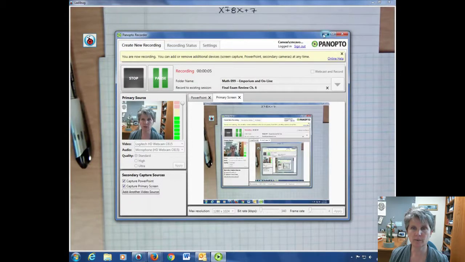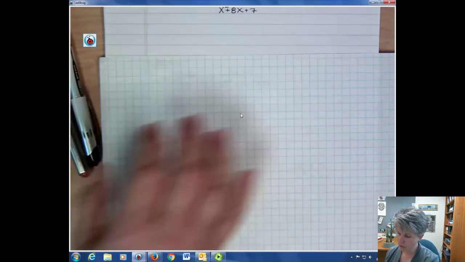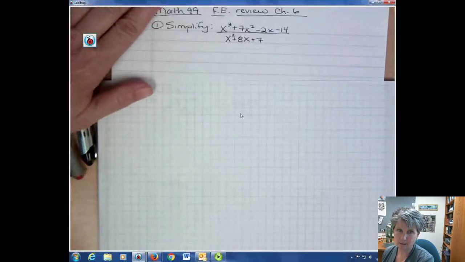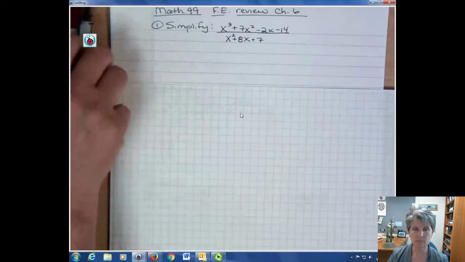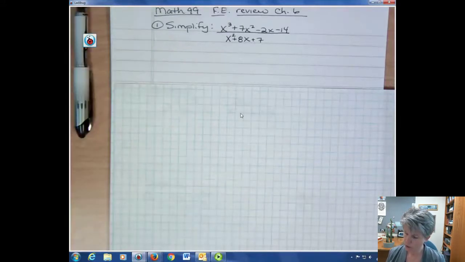We're doing chapter 6, which has several questions, not a ton, but each one of these takes a while. For one thing, we're going to be factoring to simplify. So this is a rational expression. Rational expression just means it has fractions. To simplify this, we need to factor the top and we need to factor the bottom.